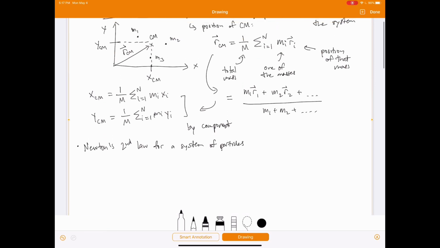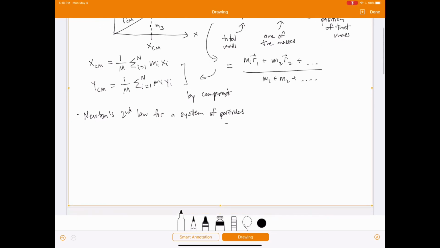Okay, so what we have up here with these three masses, M1, M2, M3, that's an example of a system of particles. And here's how it goes. If we take the net external force, so sum up all the external forces, that's going to equal big M, again, that's the total mass of the system, times ACM.